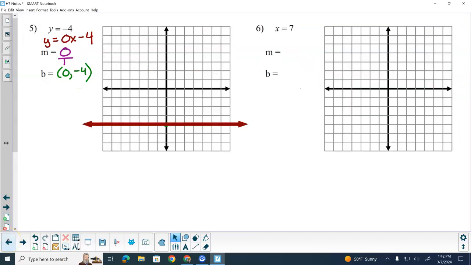Dylan. What's different about number 6 than all of the ones that we've graphed the last 48 hours? It doesn't have y equals, right? Okay, so it's not y equals mx plus b form, right? So can I find a y-intercept? No. Can I find a slope? No. Can't do any of that, right? Okay, what's undefined?